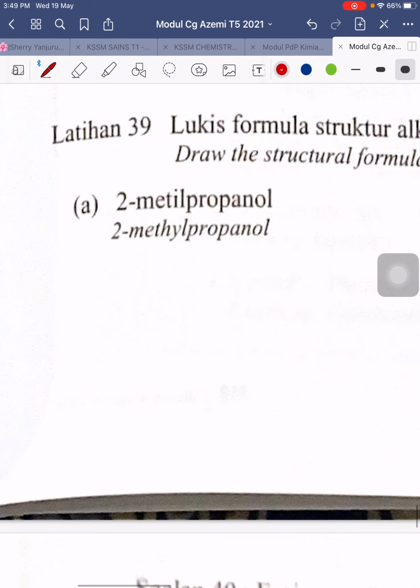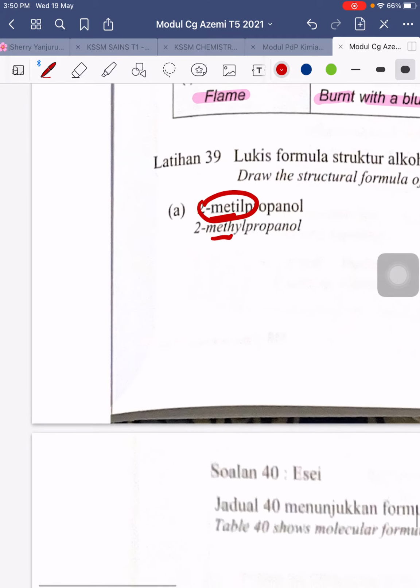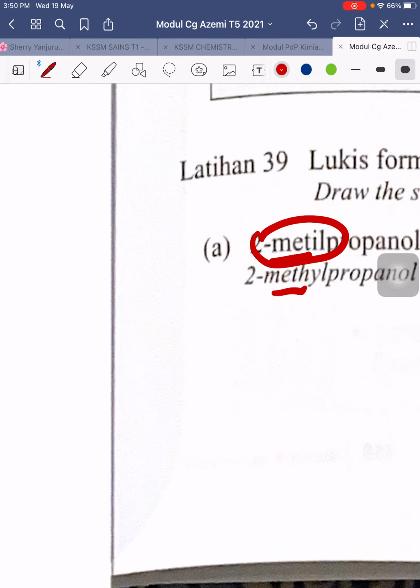So as you can see, there is one strange thing that you haven't been exposed to about methyl. Methyl, in other words, is like a branch, a cabang. So to draw this one, you need to understand what is the meaning of methyl. So methyl is a branch, cabang. So what does a methyl look like? It looks like this. C, C, C. And then there is another C on top of the long chain.